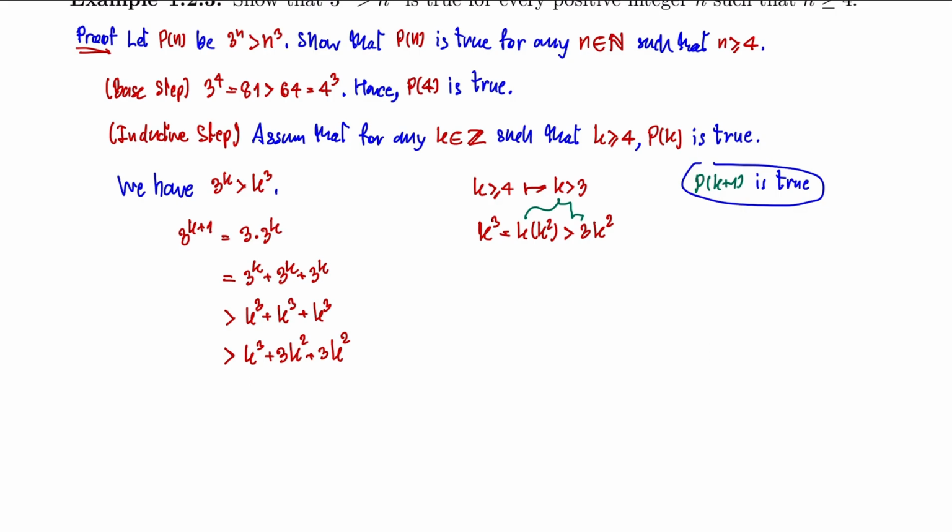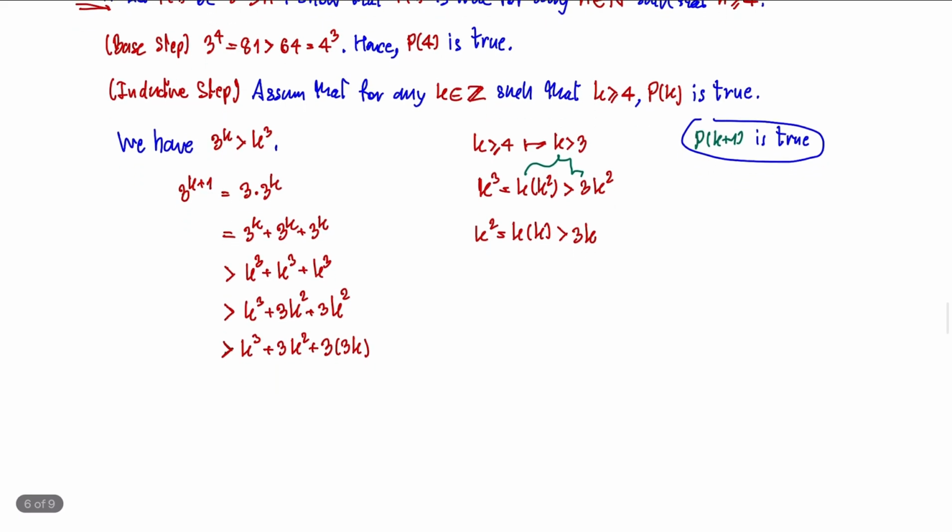Now, what next? Do the same thing with this k squared again. So it's greater than, okay, we have k cubed plus 3 to the k. Now, what about just k squared? What is k squared? K squared is k times k. And k is greater than 3, right? So it's going to be greater than 3k. We know that k squared is greater than 3 times k.